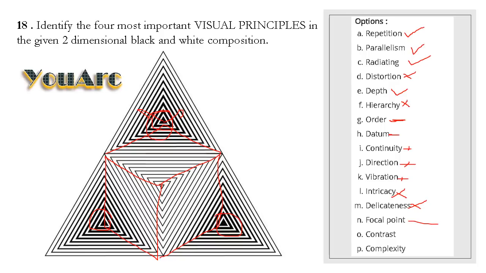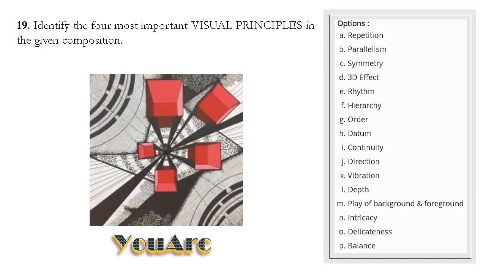Let's see. Contrast, yes, definitely contrast is there. We don't have much complexity. So according to me, it is repetition, parallelism, radiating, depth, and contrast. So tell your suggestion in the comment section below. So let's talk about the next question.